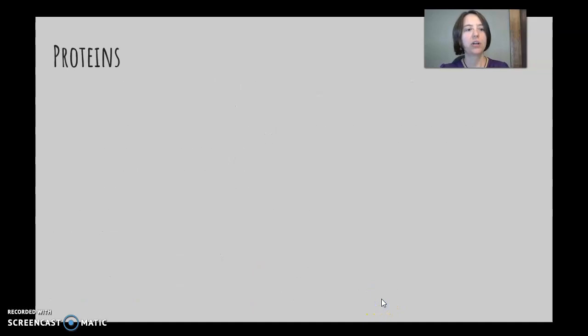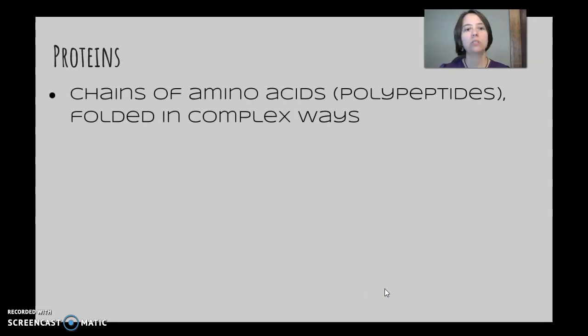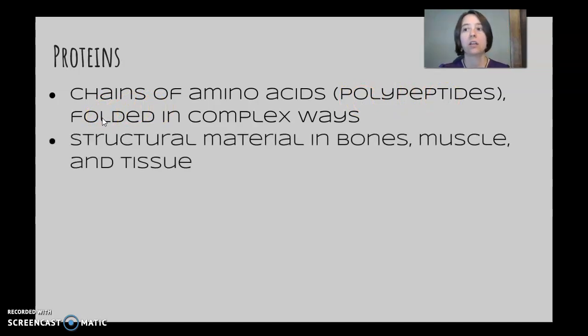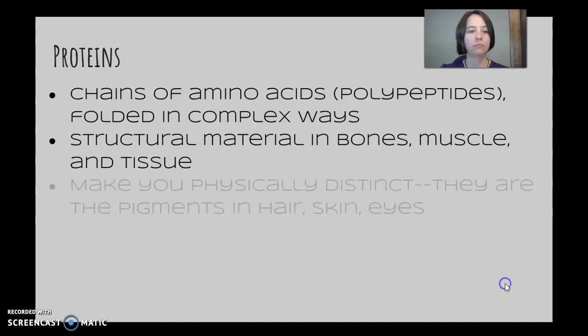So looking at our third biological molecule or organic compound, protein. So these are super important. What is a protein? It is a chain of amino acids, sometimes referred to as a polypeptide, that gets folded up into really complex shapes. So proteins make up you. They are the thing that makes up your bones. They are the thing that makes up your muscles. They are the thing that makes up lots of other tissues, which we'll learn more about in chapter 4.